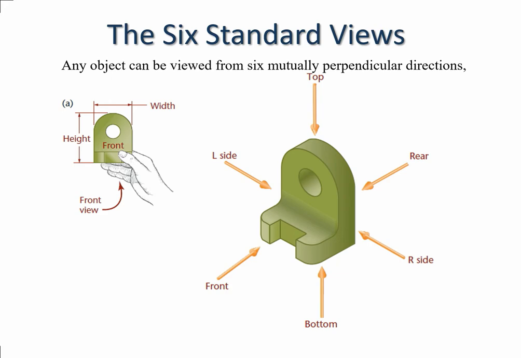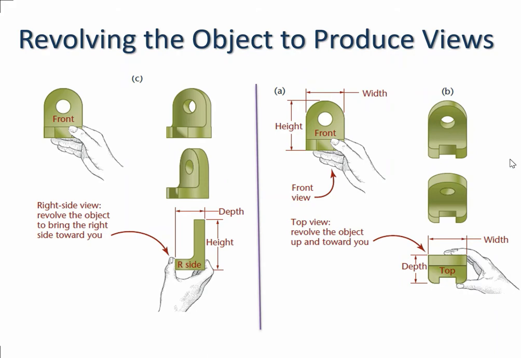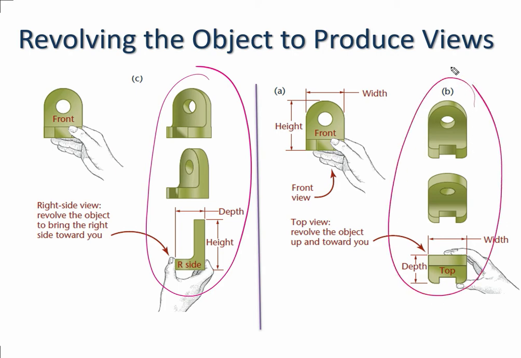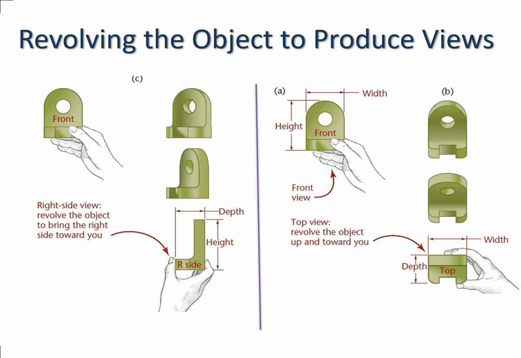Now, how can we imagine the views? As you see here, one of the methods is to imagine that this 3D part is held in your hand, and you are exactly facing, your eyes facing the front, and try to rotate it to get the right side view and the top view, the left view, the bottom view, and so on. At the end, we will get these multi-views. As you see here, we are rotating to get the right side view and try to get the top view the same way.